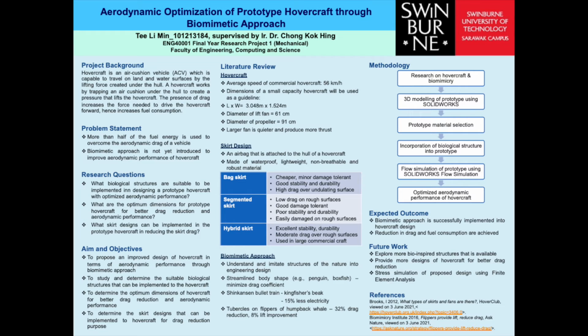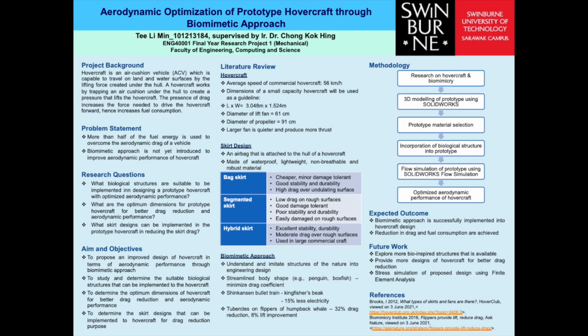The segmented skirt consists of many separate segments fitted around the hull of the hovercraft. Segmented skirt offers low drag coefficient on rough surfaces, but it has poor stability and durability, and can be easily damaged by obstacles when traveled on rough surfaces. A hybrid skirt is a combination of back skirt and segmented skirt. It has excellent stability and durability, as well as moderate drag on rough surfaces. It is usually used in large hovercraft as it is expensive and complicated to make.